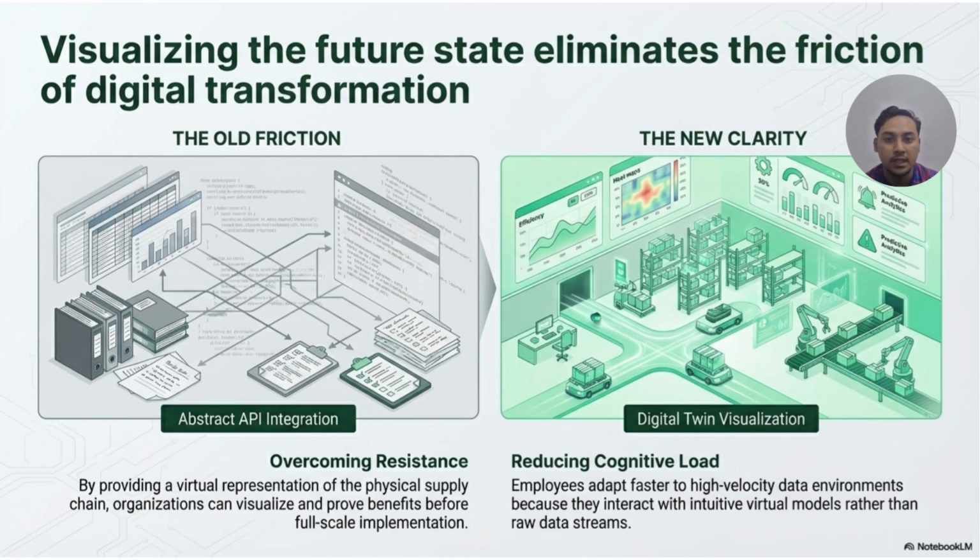The old friction. In the past, we relied on abstract API integration. It was a mess of spreadsheets and disconnected data streams that created confusion and resistance. The new clarity. We replaced that with digital twin visualization. By creating a visual mirror of our physical supply chain, we make the data intuitive and visible.